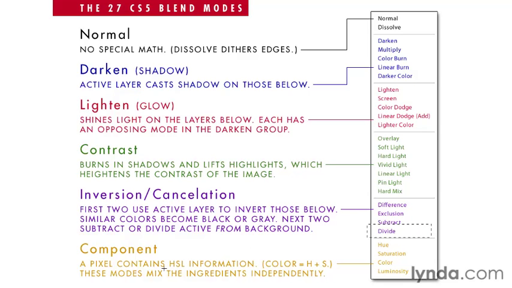A pixel contains HSL, that is hue, saturation, luminosity information, and color, because there's that other mode right there. In addition to hue, saturation, and luminosity, we have color. Color is a combination of hue and saturation working together. These modes mix the ingredients independently. So they're great for mixing full color images with each other.